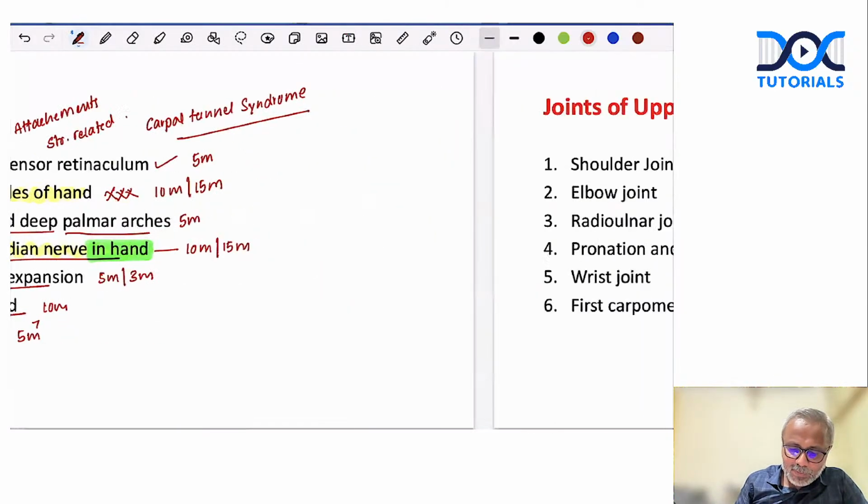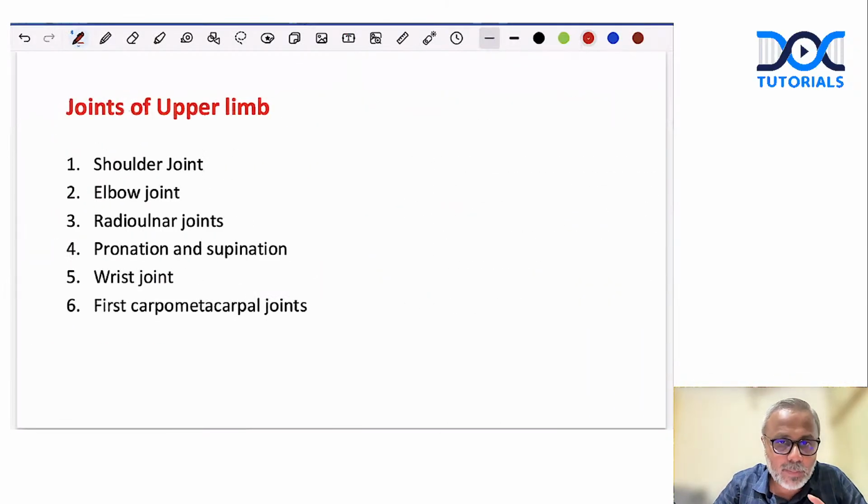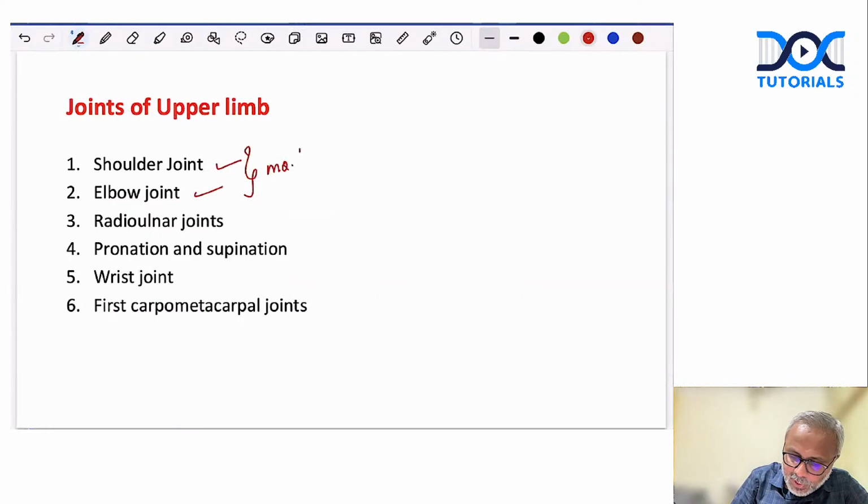Now, apart from this, the joints of the upper limb. Remember, shoulder joint, elbow joint. Both of these are long essays, right? 10 markers or, let's say, 15 marker questions. So is your wrist joint.